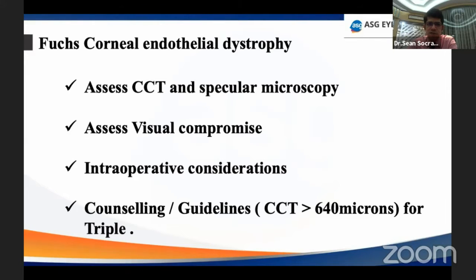So you assess the central corneal thickness, assess the specular microscopy, and assess the visual compromise in these patients with Fuchs endothelial dystrophy. How much of the cornea is actually contributing to the defective vision? Is the patient complaining of fluctuating vision with blurry vision in the morning? Intraoperative considerations, including the use of dispersive viscoelastics and soft shell technique, have been well elaborated, as has counseling the patient on the possibility of delayed postoperative recovery or sometimes even endothelial decompensation. A rough guideline is a CCT of more than 640. However, it's not a definite guideline for a triple procedure.